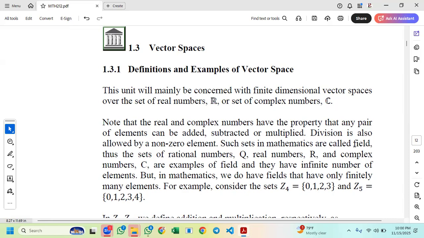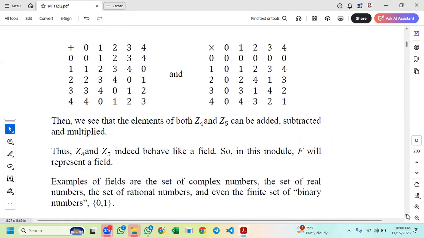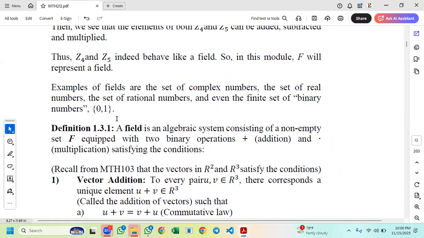How did they arrive at the definition of field? It started from here. The real and complex numbers have the property that any pair of elements can be added, subtracted, or multiplied. Division is also allowed by a non-zero element. In mathematics, we call that a field. So once you can carry out all of these operations, either on real numbers or on complex numbers, and they fall within the space we are dealing with, we call them a field. Those that do not fall within the space, we will learn what we call them later on.